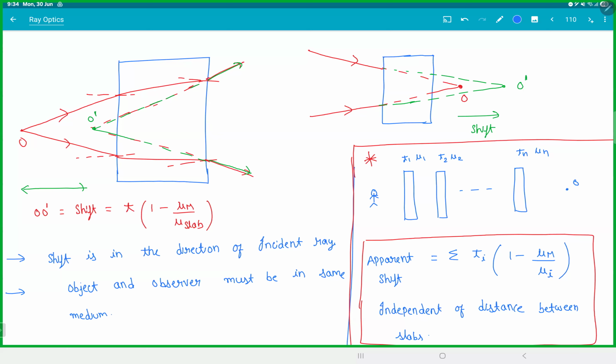Any doubt so far? Go take a break, come back by 9:40. Any doubt so far? Sure, come back by 9:40.